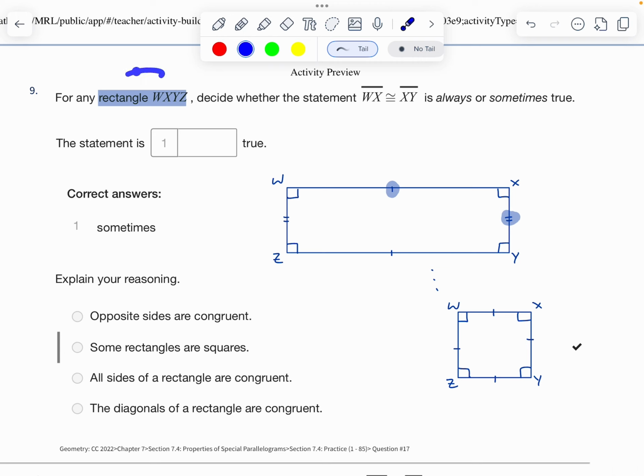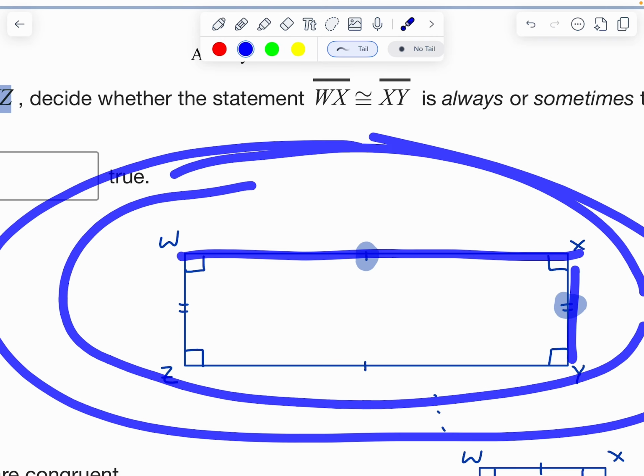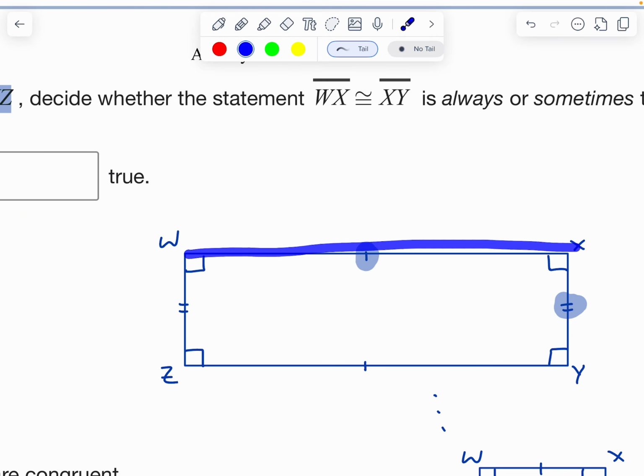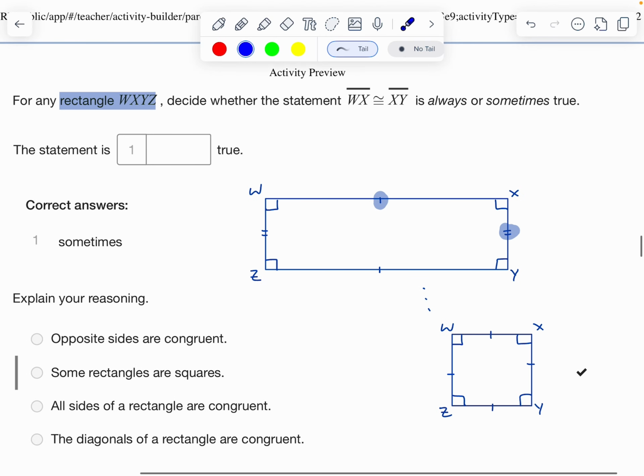For any rectangle WXYZ, decide whether the statement WX is congruent to XY. So now we're looking at a different one. WX and XY. In this picture that I drew, it is clear they are not congruent, right? Maybe this is 3 and that's 10, right? I don't know. But there is a way that I could draw them to be congruent. Maybe that's 4 and that's 4.